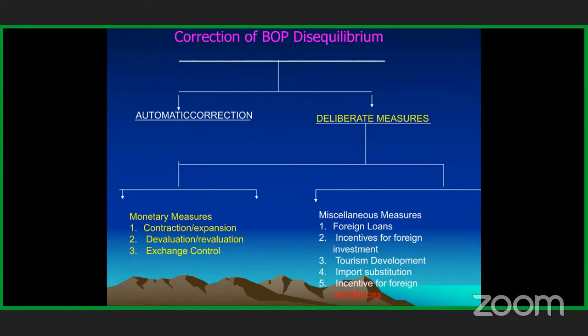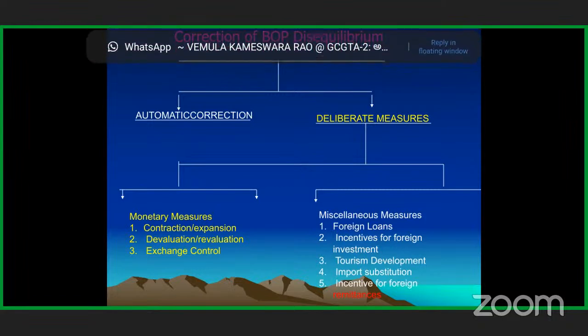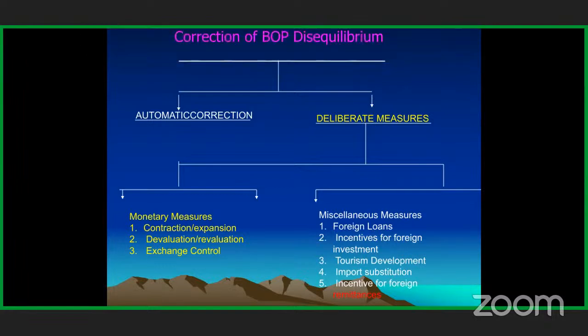And encouragement to foreign investment. Investment of foreign capital in the country constitutes a credit item, so it has a favorable effect on the balance of payment position. And attraction to foreign tourists also is a measure. In order to attract tourists, the government has to develop recreation parks and entertainment programs and develop the tourist places. Foreign tourists bring along with them a large amount of foreign currency, which serves the same purpose as the exports.